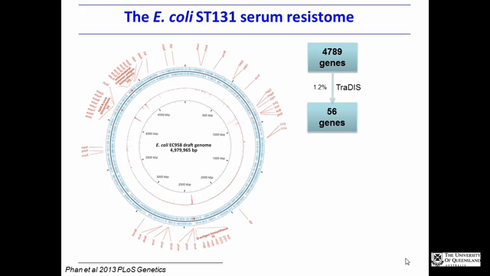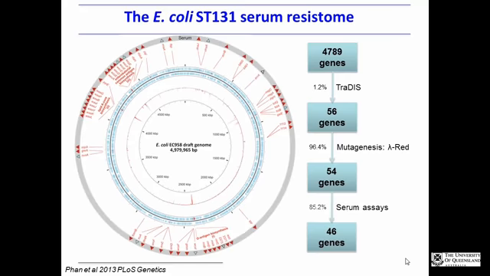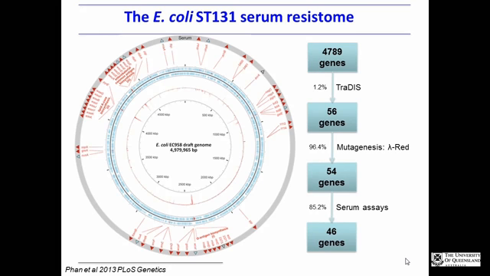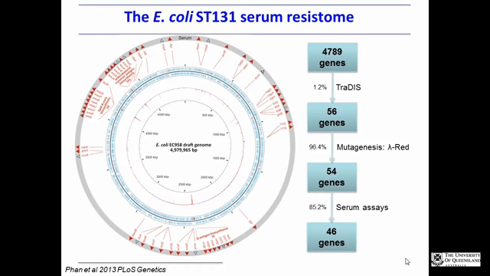And I know you can't read those. I'll go into a little bit more detail in just a couple of minutes. Of those 56 genes, we went and did some site-specific mutagenesis. And when I say we, I mean Kate, who's sitting also over there. And she managed to mutate 54 of those genes in EC958. And when we then went back and tested those for survival in human serum, we found that there were actually 46 out of those genes that possessed the phenotype of enhanced sensitivities.